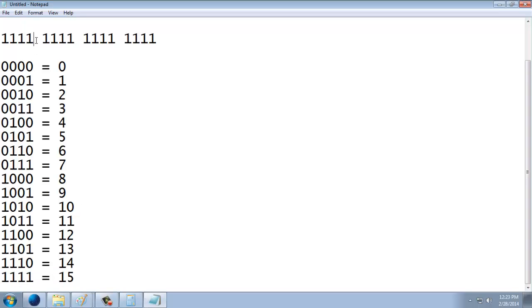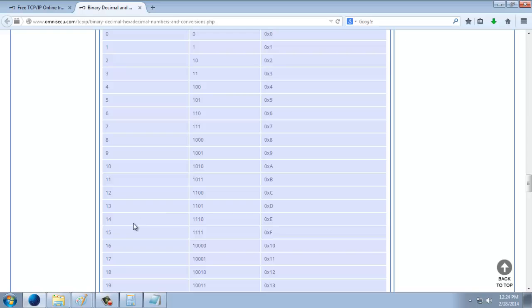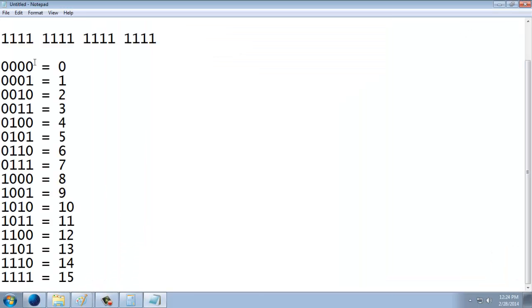So by using a 4-bit binary number, we can create 16 numbers, and the maximum possible decimal value which we can create from a 4-bit binary number is 15 when you keep all the bits 1, right? So you remember the table we learned before? 15 in binary 1111, in hexadecimal it is represented as F. So the equivalent of 1111 in hexadecimal is F.